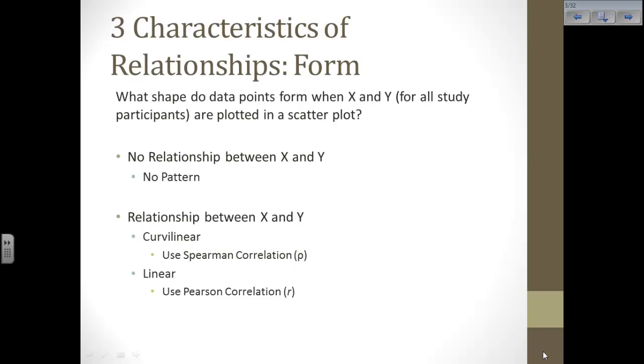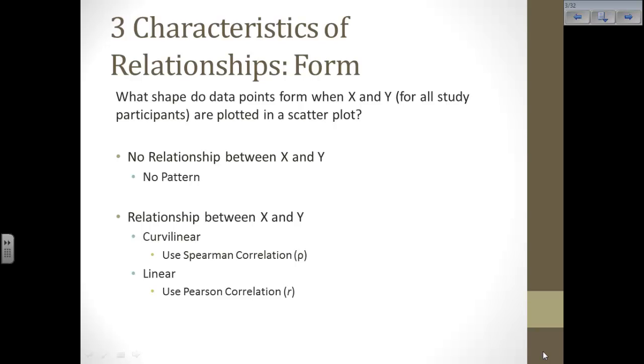One is curvilinear, and I'll show you a couple examples of a curvilinear relationship. Curvilinear just means that it isn't a consistent increase or decrease in y for an increase or decrease in x. When you have a curvilinear relationship, the type of data analysis or correlation that you would want to use is the Spearman correlation. We aren't going to talk about that, but I will show you what a curvilinear relationship is, and you can read about the Spearman correlation in your book.